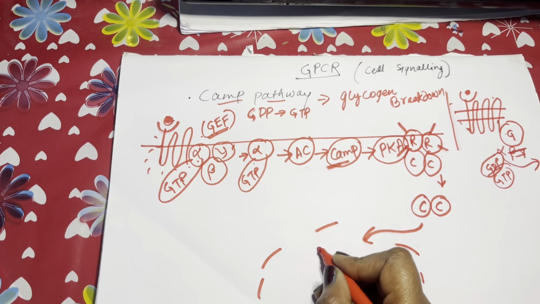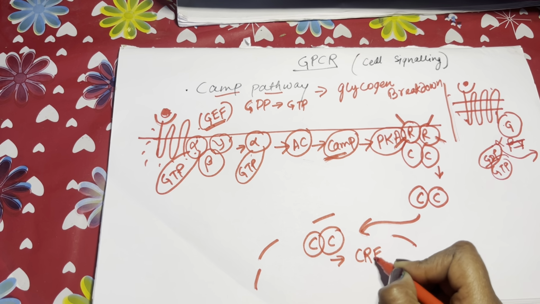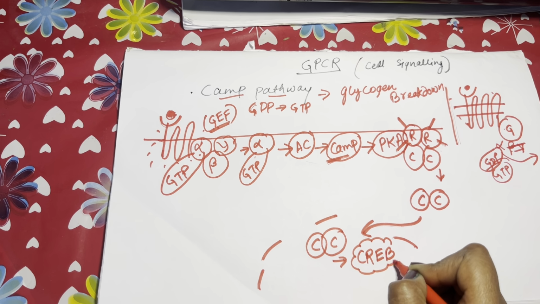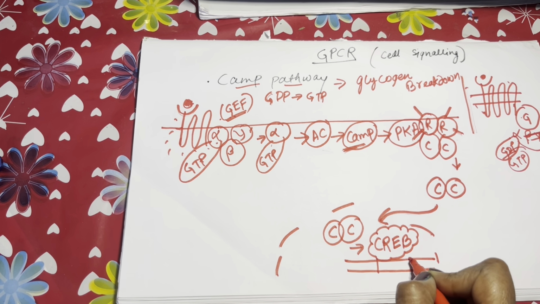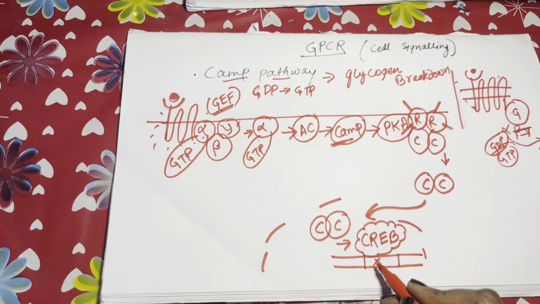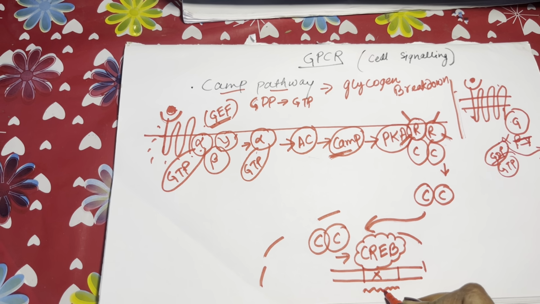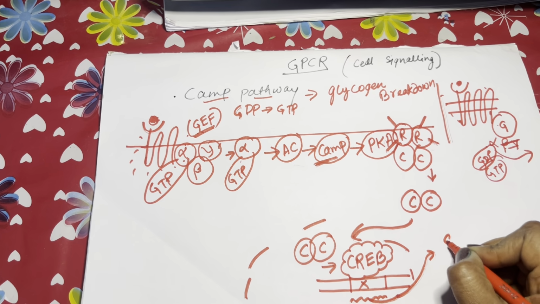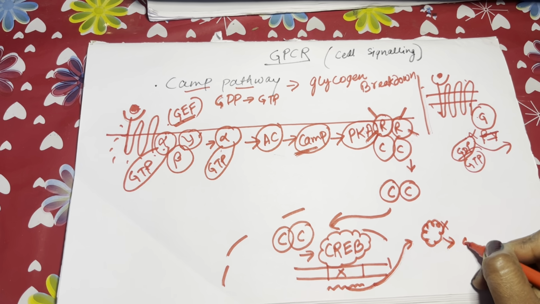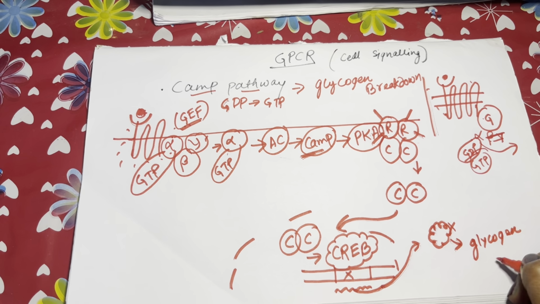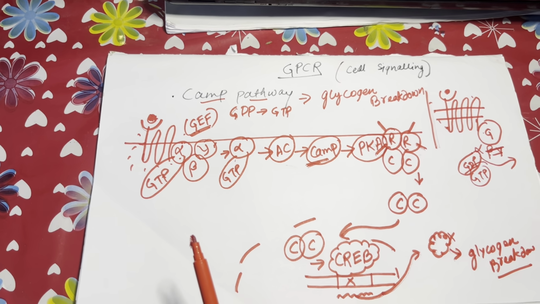Inside the nucleus, what will the catalytic subunits do? The catalytic subunits will activate the transcription factor or a protein called CREB. Okay. Upon activation, the CREB will go and bind to the DNA, to a specific region of DNA, a specific gene, gene X for example. This gene will get transcribed, RNA will be formed, and this RNA will make a protein, protein X for example. This protein will be responsible for glycogen breakdown. Okay, so this is the objective of cAMP pathway. I hope you have understood this.